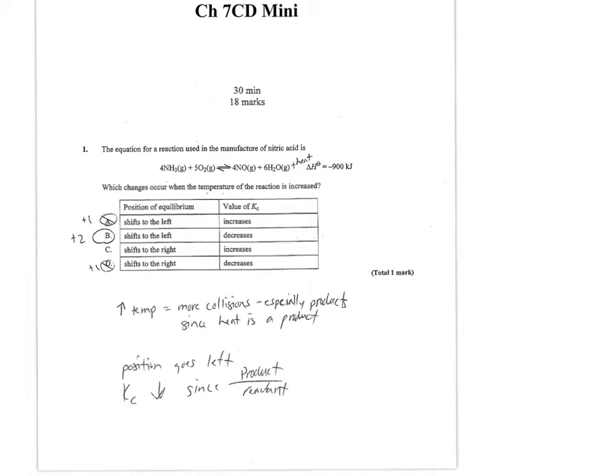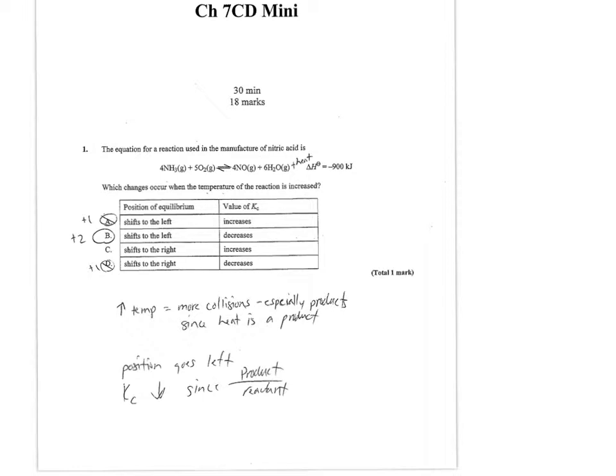Welcome. This video is going to go over the solutions to the paper 1 and paper 2 questions you had on your chapter 7 CD mini quiz over Le Chatelier's principle and then some of the industry implications of equilibrium.